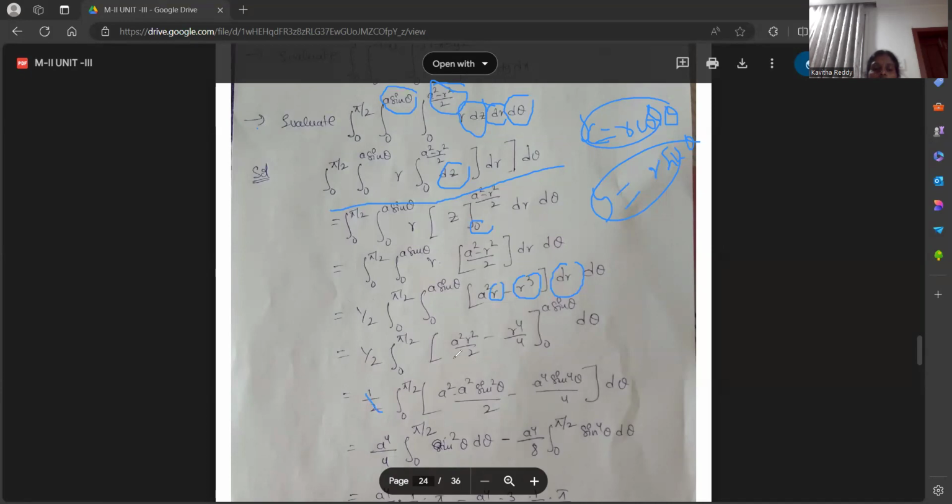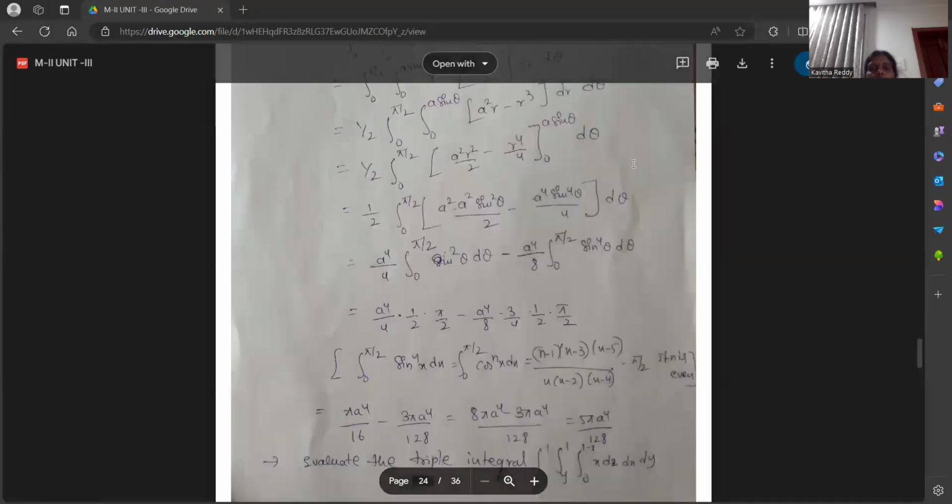So what is here, 0 to pi by 2? After that, you need to integrate with respect to theta. What are the limits for that theta? 0 to pi by 2. Here a square sine square theta, sine power 4 theta d theta you will get.